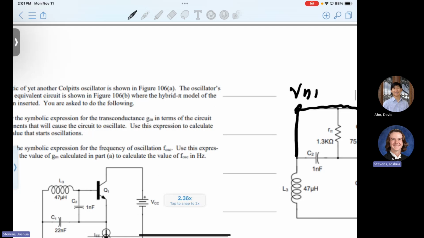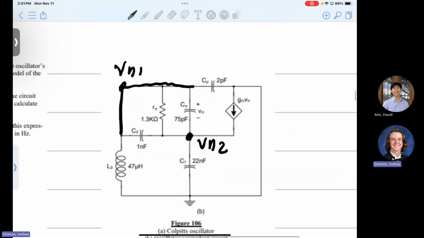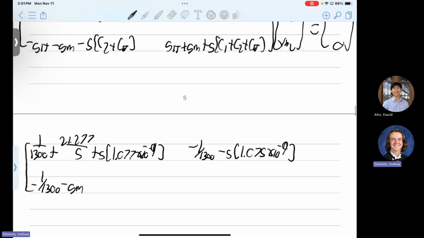So the problem is literally asking us to find GM, meaning we don't have a value for GM. So therefore, we have to find it. Wherever there was GM, we just keep it symbolic. Minus S times 1.075 times 10 to the negative 9th, because that's the same. And that is 1 over 1300 plus GM plus S times 10 to the negative 9th plus.